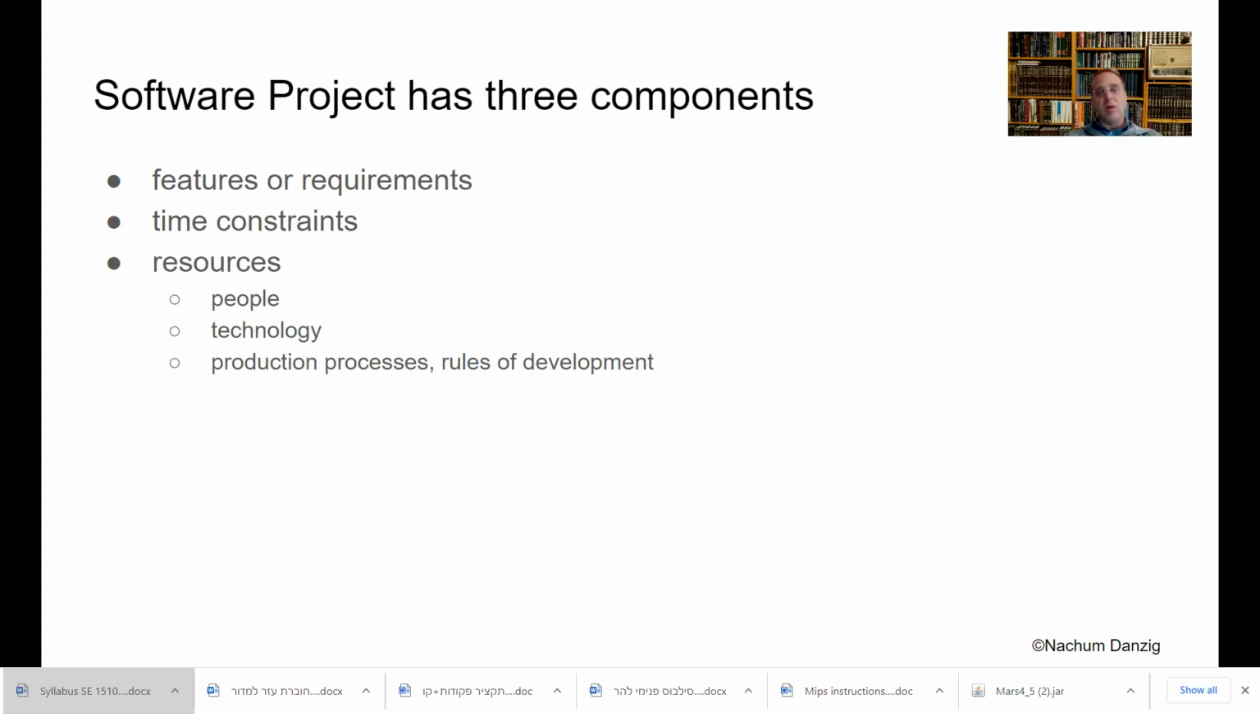People who are programmers, it's going to have technology, like certain software that you're going to use to make the software. And it's going to have rules of development. In other words, we'll have certain rules about how we use it. It must be object-oriented, or it must be a distributed database. We have some methods that we're going to follow.